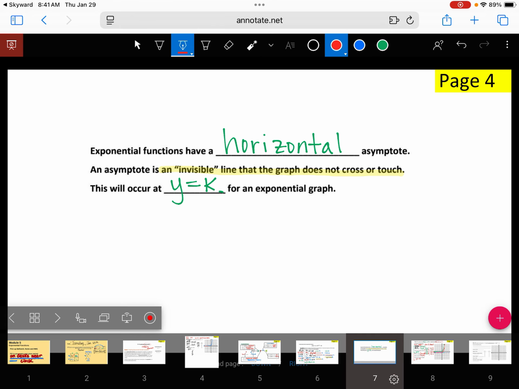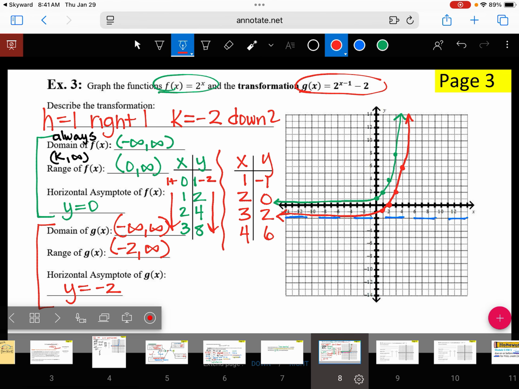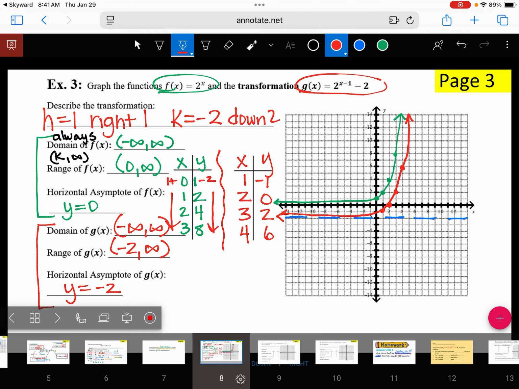Oops. Okay, one more, and then we'll be finished for today.